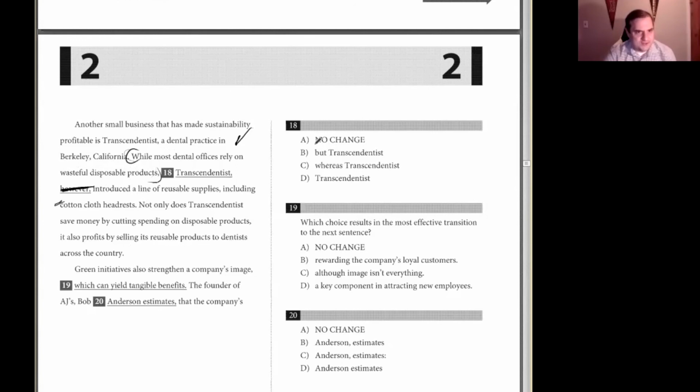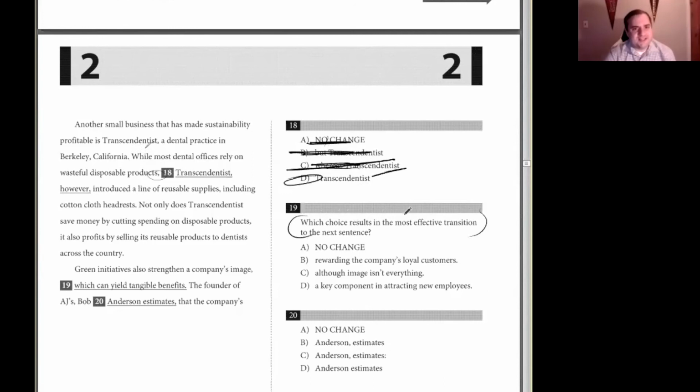That is redundant, so A is out. Do you see how that comma is there? That comma has to be there, right? Well, comma but is one of the fanboys. If you do comma but, you must have two independent clauses, and we do not have two independent clauses. So that's gone. Whereas is gibberish. While most do this whereas the other, that's nonsense. So our answer is just D. We have this little introductory clause that establishes the contrast, and then we talk about the main thrust of the sentence. Boom. All right, so 19.